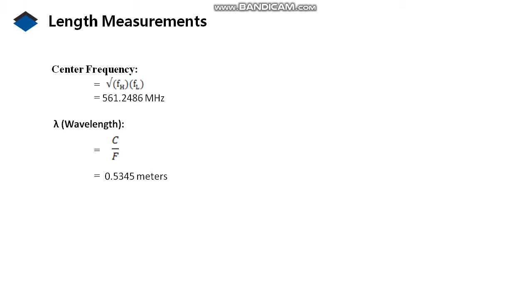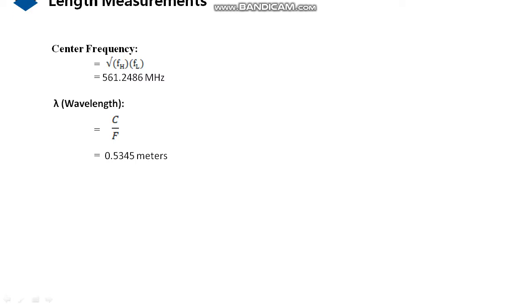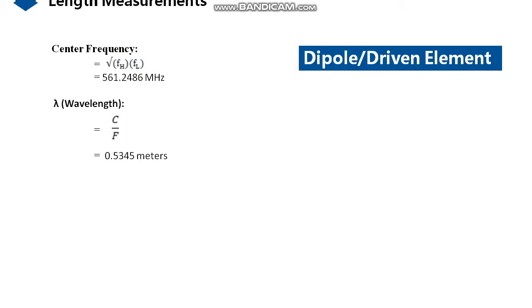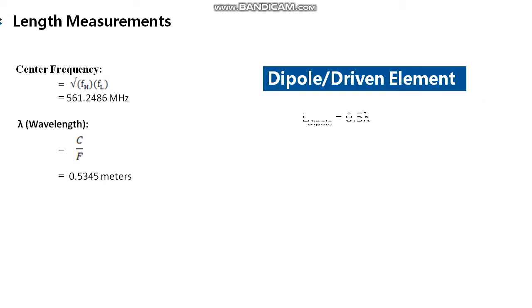For wavelength, we have the speed of light divided by the frequency. For the speed of light, we have 3 times 10 raised to 8, and for the frequency, we have the center frequency, 561.2486 MHz. And then we have the wavelength of 0.5345 meters.